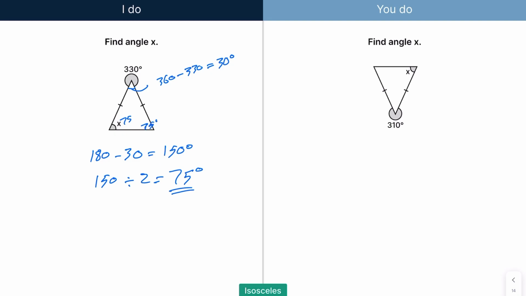So again, hopefully you've pressed pause and had a go at this. We're going to start off with finding this angle here, which is 50 degrees, because angles on a straight line add up to 180. Then we're going to do 180 take away 50, which is 130. So we know that this and this add up to 130. So we're just going to halve the 130, and 130 divided by 2 gives 65. So we know this is 65 and this is 65. And you can always check your answer, because if you add these three together, you end up with 180.